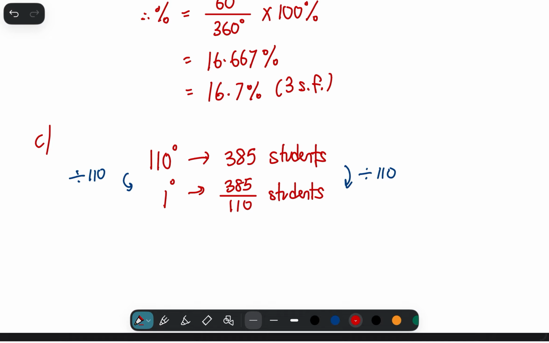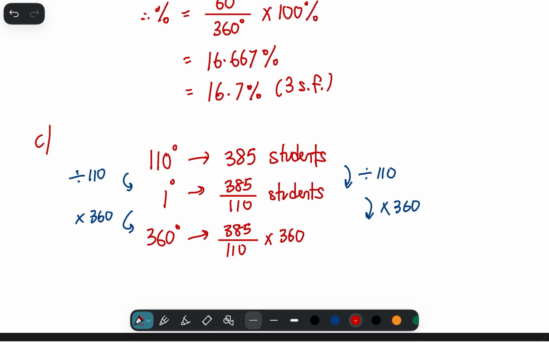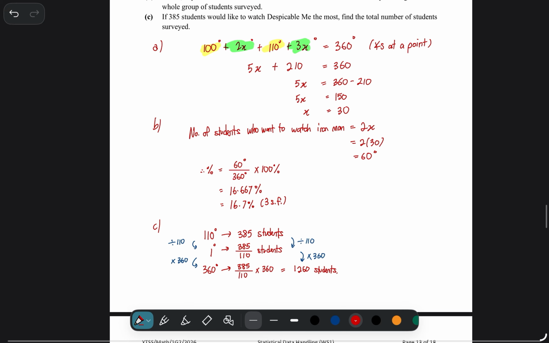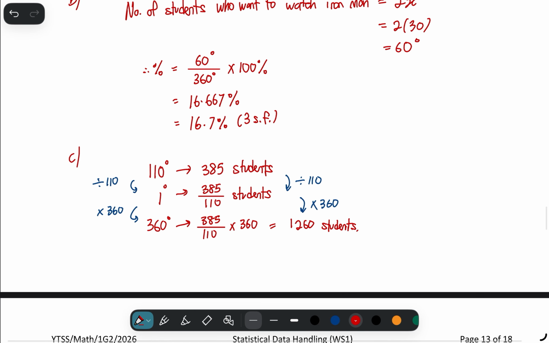So to find 360 degrees, I will then have to multiply by 360 to find the whole circle. How many students? Times 360. This here to here is times 360 as well. So this is 385 divided by 110 times 360. The answer, which you calculate in your calculator, will give me 1260 students. Okay, and with that, we are done with this part of example 7, which is the last part on pie chart.